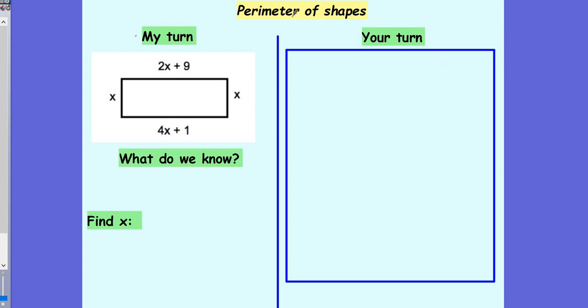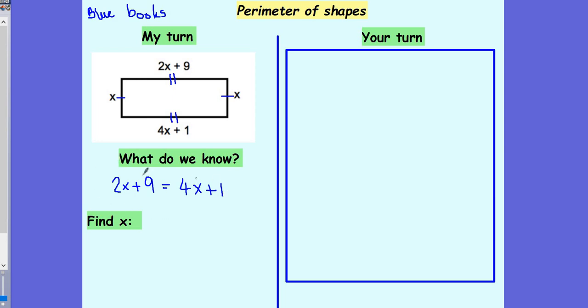So in your dark blue books, please write the title Perimeter of Shapes. And you know how this works. I'm going to do an example and then you're going to do an example. So pens down and watching the board for me. I've got a rectangle. The length across the top is 2x plus 9. The length across the bottom is 4x plus 1. And each of the sides is equal to x. What do we know? Well, we know that this length is equal to this length in a rectangle, and this length is equal to this length. So we know that 2x plus 9 is going to be equal to 4x plus 1.